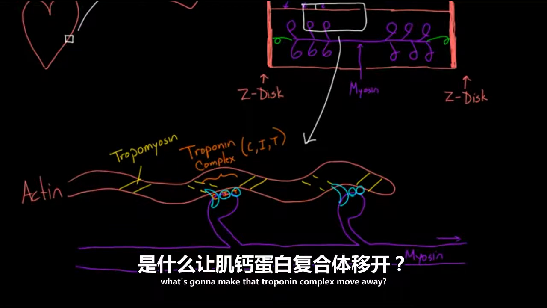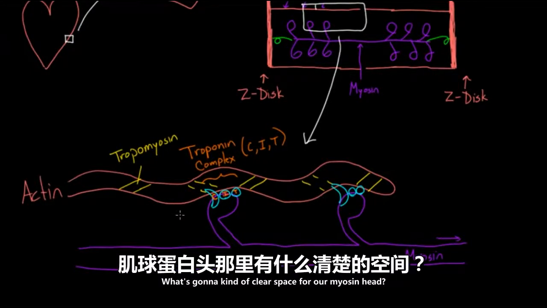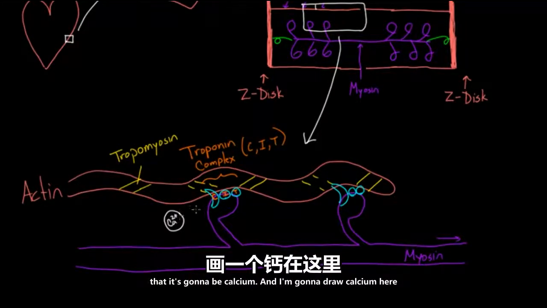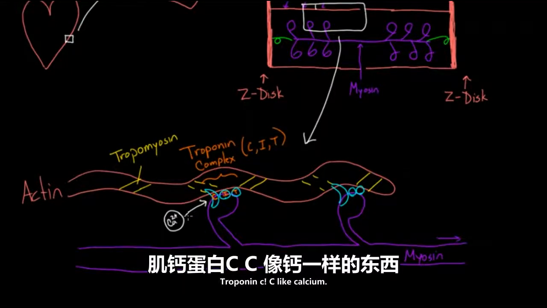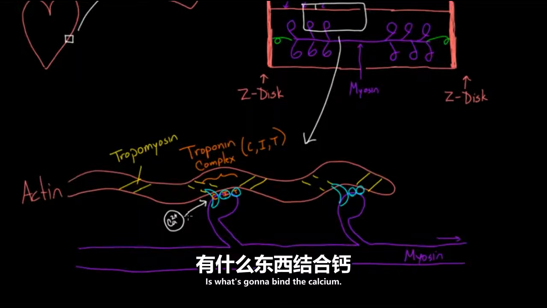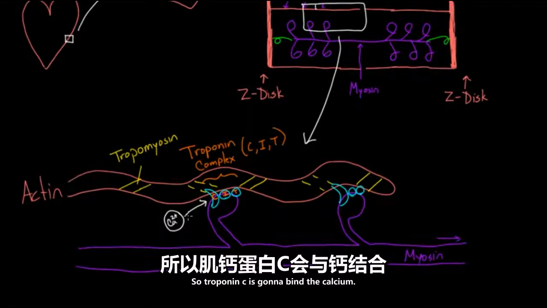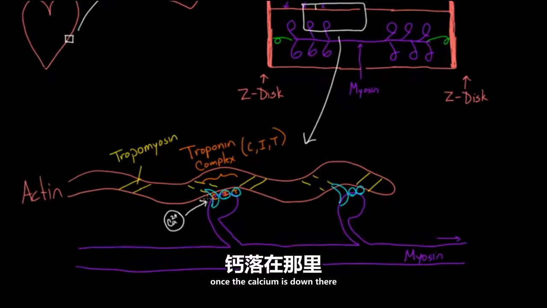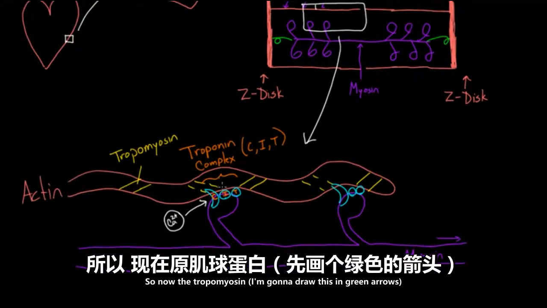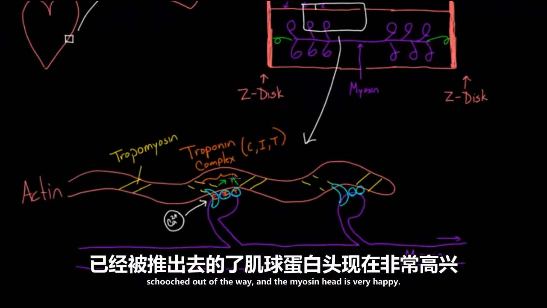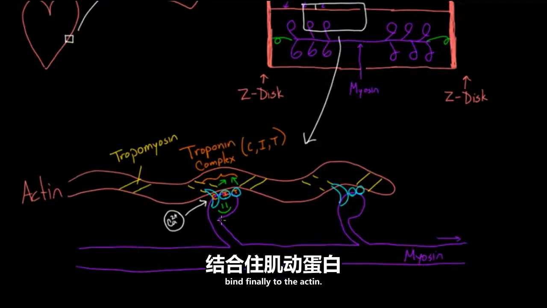Now, what's going to make that troponin complex move away? What's going to kind of clear space for our myosin head? Well, we know that it's going to be calcium, and I'm going to draw calcium here binding to which part of the troponin complex? Well, the troponin C, C like calcium, is what's going to bind the calcium. So troponin C is going to bind calcium, and once it does, once the calcium is bound there, it then can scooch the tropomyosin out of the way. So now the tropomyosin, I'm going to just draw with some green arrows, is going to basically be scooched out of the way, and the myosin head is very happy because it can bind finally to the actin.